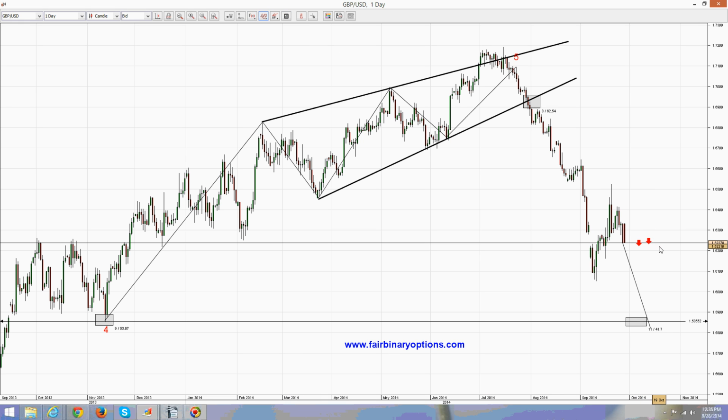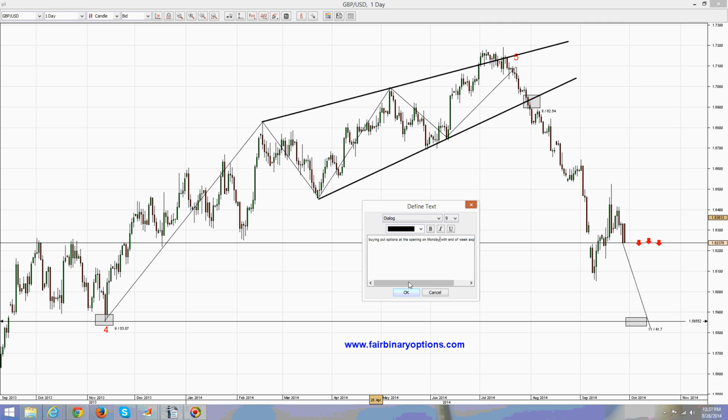Now you might say, why end of week? Give it some time, right? It is 300 and something pips. It doesn't actually mean that it's going to reach the target next week, but this would be the road that the pair should still need to make. So let's write on the screen that we are buying put options with end of week expiration date. So buying put options at the opening on Monday with end of week expiration date.